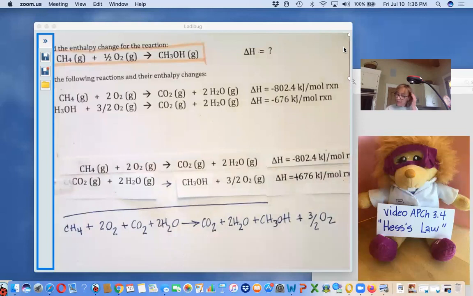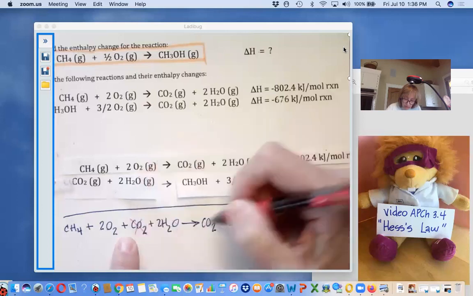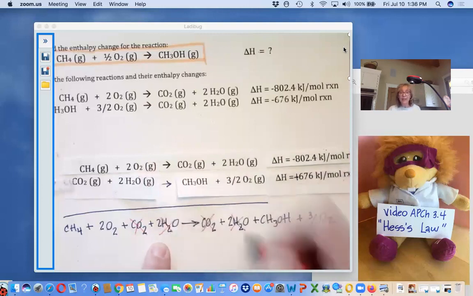All right, now it's time to clean things up. I'm going to look for anything that is exactly the same on both sides of the arrow. For instance, do you see how I had 1 CO2 as a reactant and 1 CO2 as a product? So I'm just going to subtract that out from both sides of the equation. Likewise, I have 2 H2Os on the reactant side and 2 H2Os on the product side, so I'm taking them out.